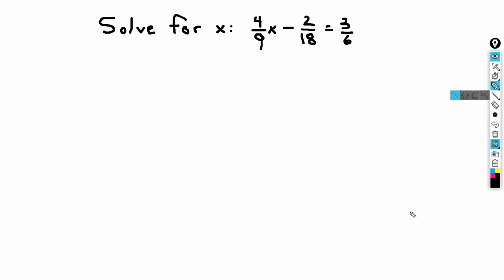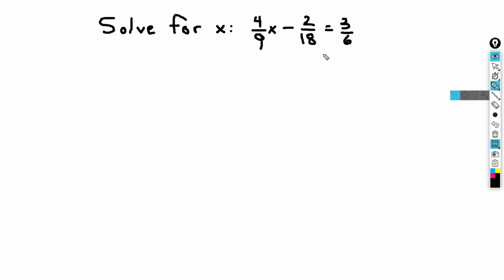In this video, I'm going to go through the warm-up I did in my Algebra 1 class today. First one, we're solving a linear equation, and then the next two, we're going to solve a quadratic equation for x. Okay, so this first problem I have, we have solve for x, 4/9 x minus 2/18 equals 3/6.